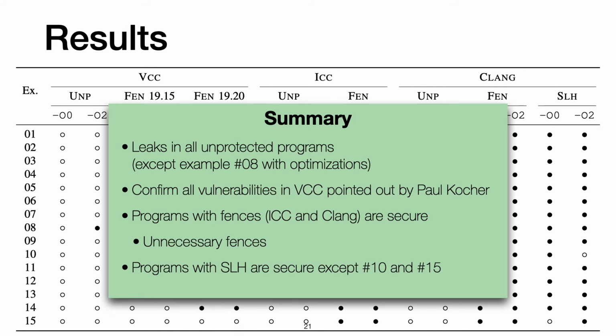Next, we confirm all the vulnerabilities in the Microsoft compiler, which have been pointed out by Paul Kocher. For the automated insertion of fences, Spectector confirms that the ICC and Clang compilers produce secure programs, even though sometimes they introduce unnecessary fences. And finally, Spectector successfully proves that all programs patched with speculative load hardening are secure, except for two cases where we detect some minor leaks.